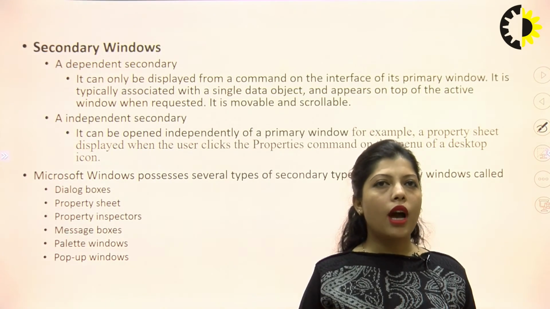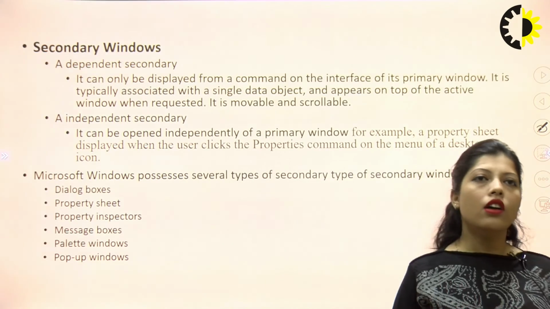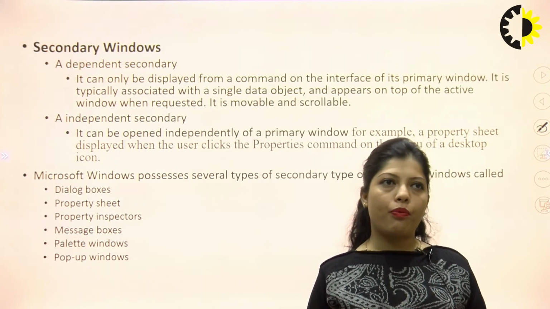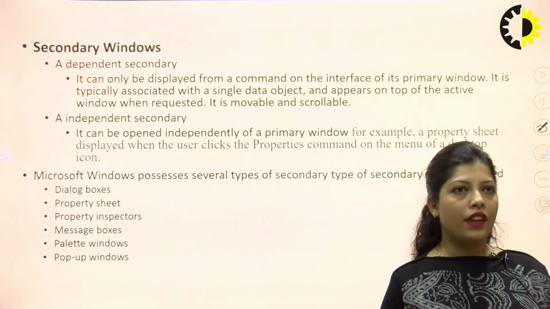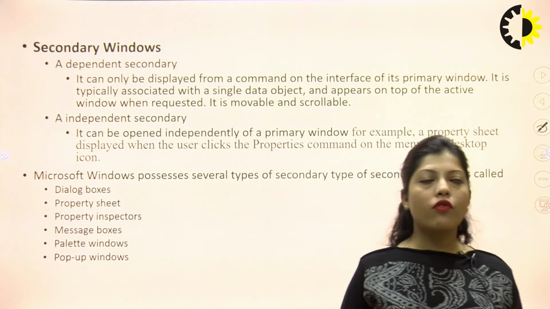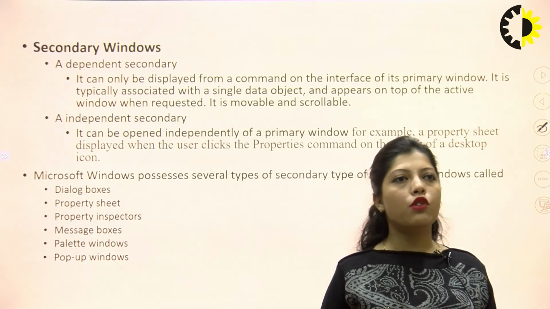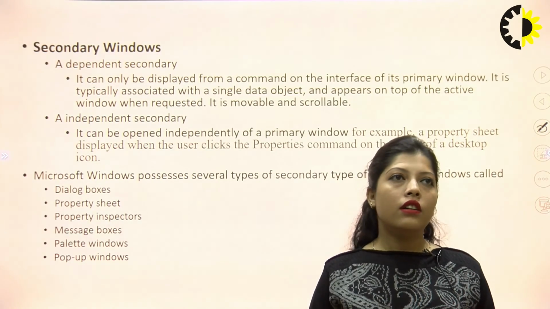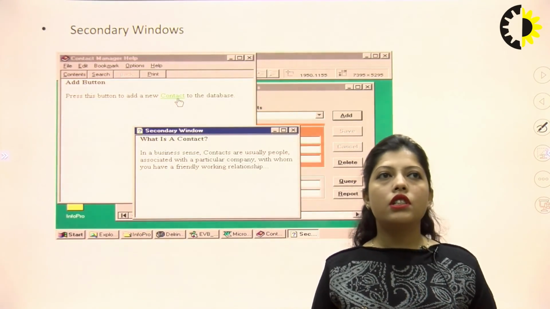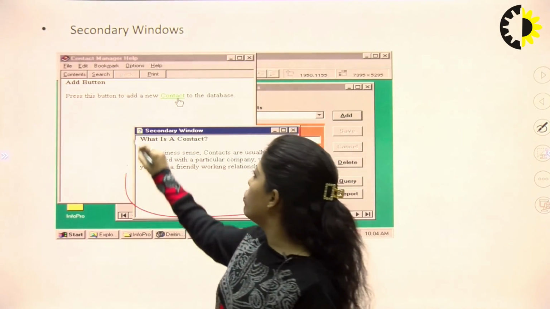For example, a property sheet is displayed when the user clicks the properties command on the menu of a desktop. There are some Microsoft Windows elements available as a secondary type. First is Dialog Box, Property Sheet, Property Inspector, Message Box, Palette Windows, Popup Windows. These are all examples of secondary windows. So this is the secondary window.